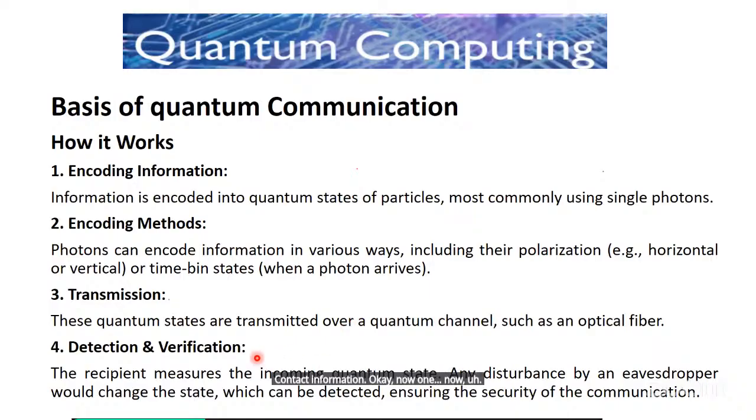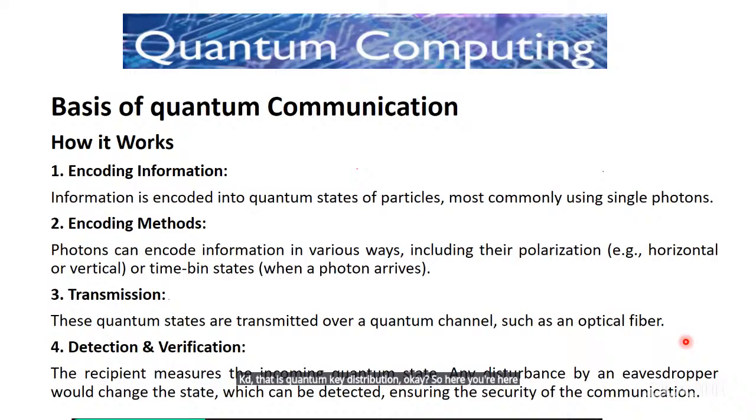Now, when you focus on detection and verification, the receiver measures the incoming quantum states to see whether there is any disturbance. Suppose a hacker is trying to attack the data; immediately the quantum states will start changing, so that we can detect it. Definitely the security is not enough, people are trying to hack our data. Then you have to enable QKD, that is quantum key distribution.